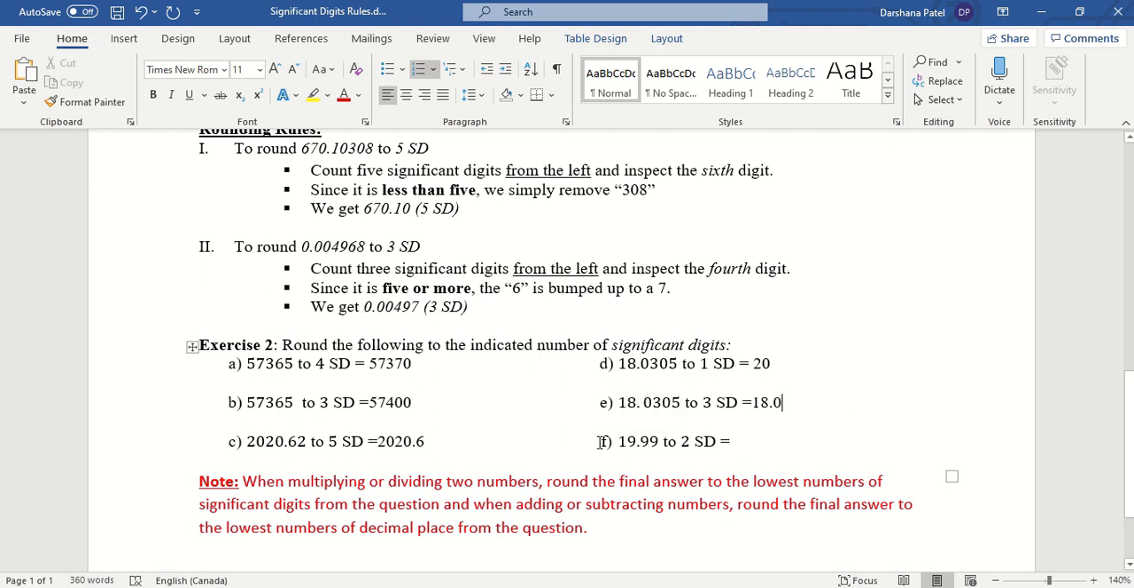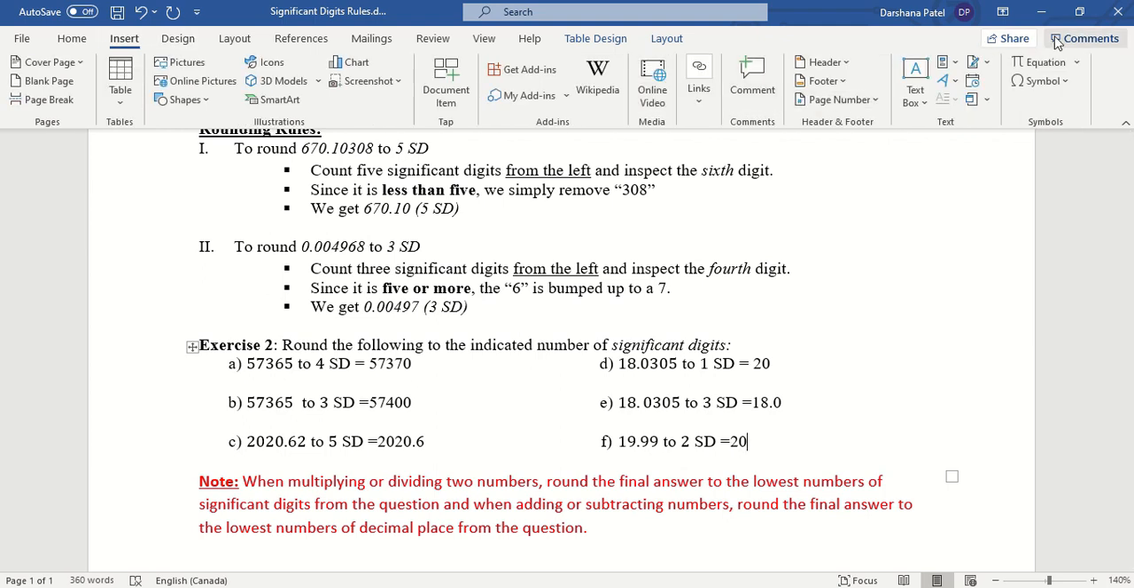Lastly then, 19.99, if I want to make it 2 significant digits, I look at the third number, which is a 9. So it will round up by 1, but that 9 will become 10. It will round up this 1 by 1. So in total, we get 20. 19.99 is closest to 20. However, 20 only has 1 significant digit. We needed 2 significant digits. So how do I make 20 become 2 significant digits?